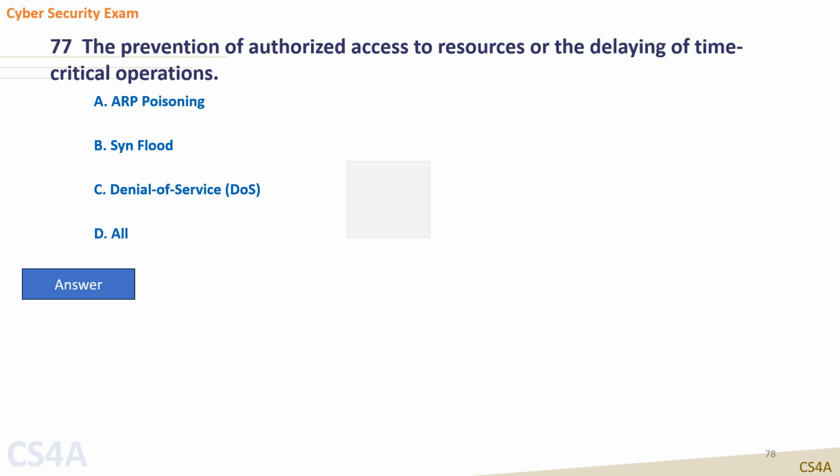Here the question is the prevention of authorized access to resources or the delaying of time critical operations. Here the thing is availability. This question states the availability is going to be compromised. So options are DNS poisoning, SYN flood, and denial of service. As per the statement, denial of service is the appropriate answer for this question. DNS poisoning and SYN flood are mechanisms that might cause a system to be unavailable, but denial of service is the term used to describe the question. So the answer is C.